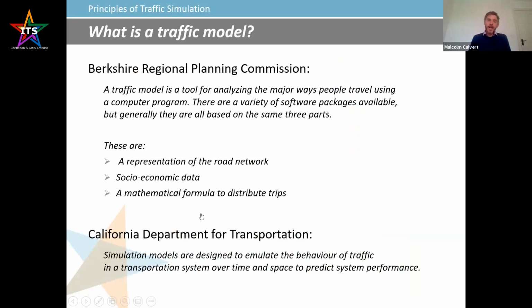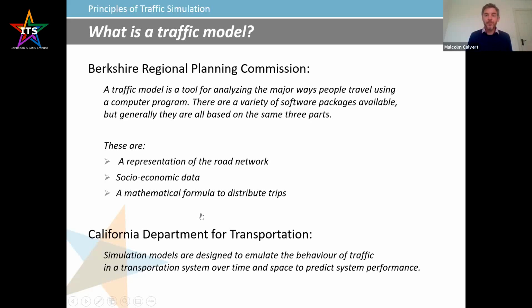So first of all, we might ask ourselves, what is a traffic model? Why do we do traffic modeling, and what are we trying to achieve? Well, there's a couple of definitions here which I think are quite useful. The first one says a traffic model is a tool for analyzing major ways people travel using a computer program.